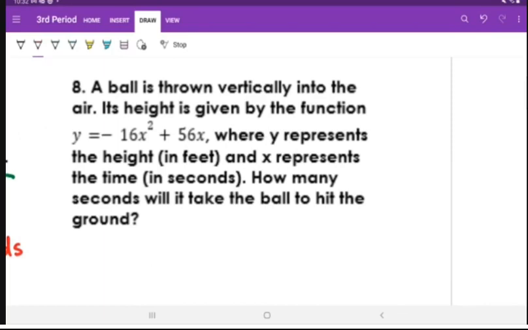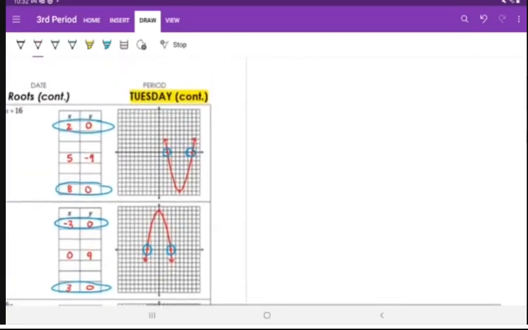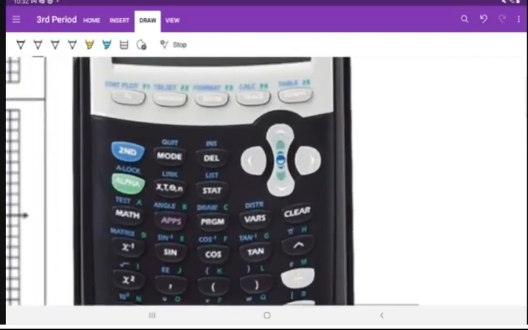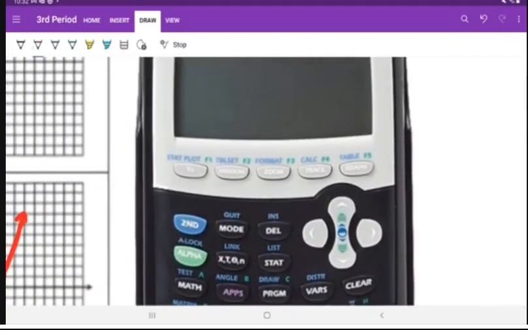So here's what I want you to do. We're not going to use zoom. We're going to use a different button that says window. Window is next to the zoom button on the top row. So click window, and your window probably looks like the x values go from negative 10 to positive 10, and the y values go from negative 10 to positive 10. We're going to change that.